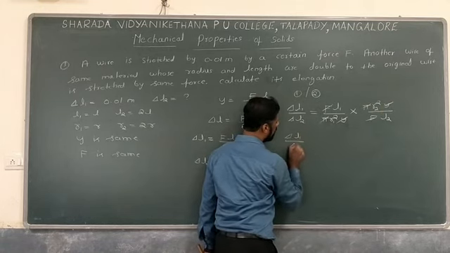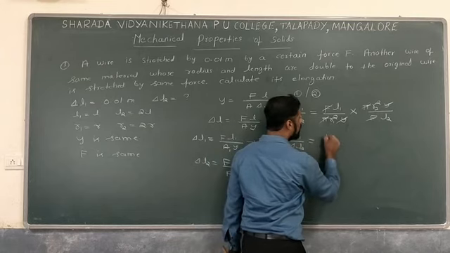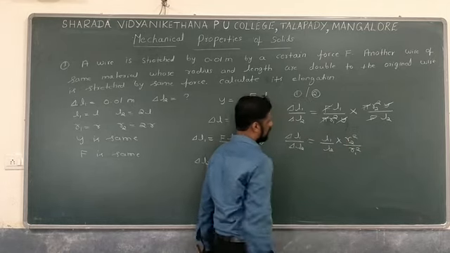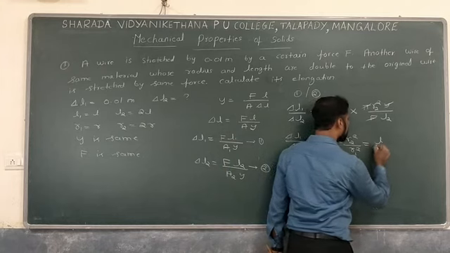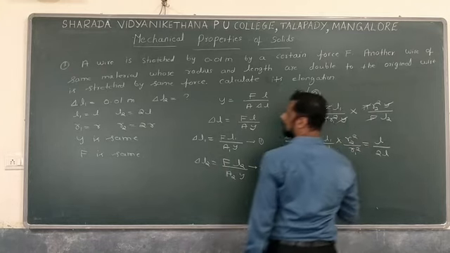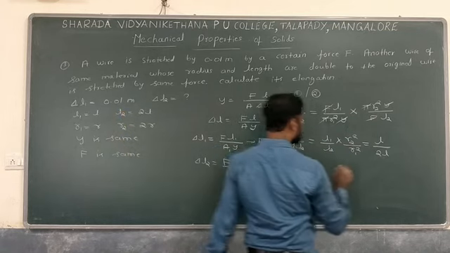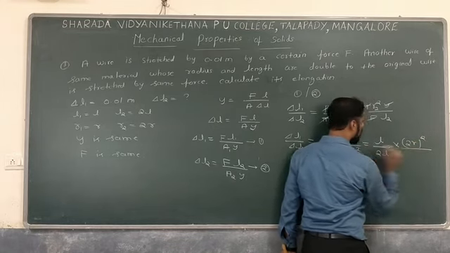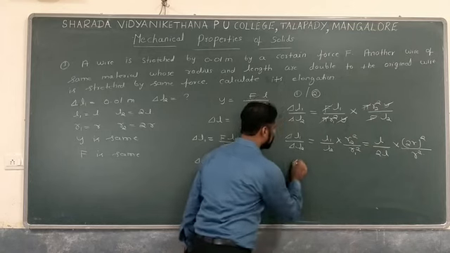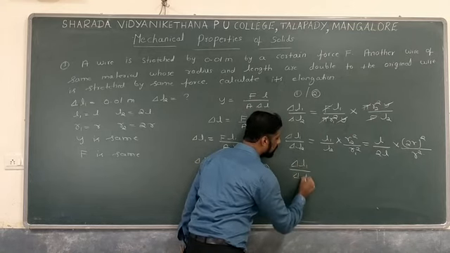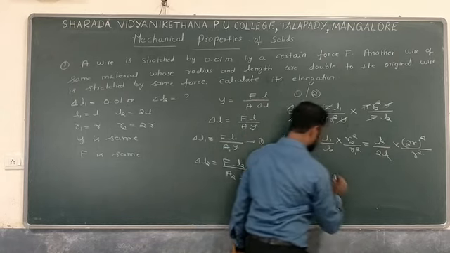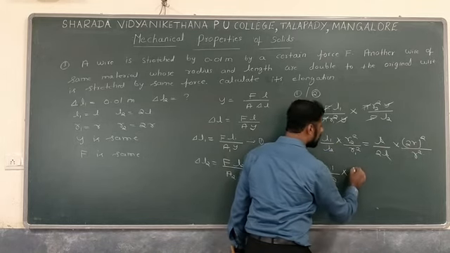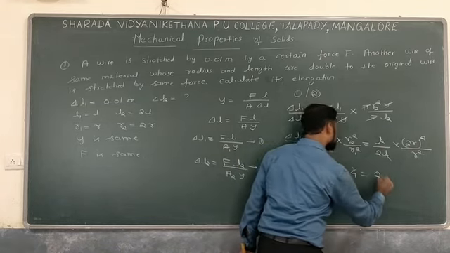Then the ratio delta L1 by delta L2 is equal to L1 by L2 into R2 square divided by R1 square. Now substitute the values. L1 is L, L2 is 2L, R1 is R, R2 is 2R. 2R whole square divided by R1 is R square. Then you will get delta L1 by delta L2 is equal to, L1 gets cancelled, 1 by 2 into 4R square divided by R square, R square gets cancelled, then you will get 4, 2 2s are 2.